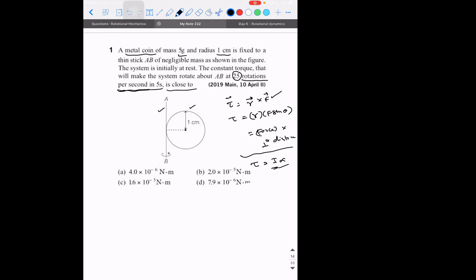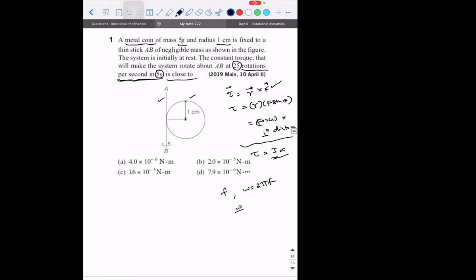25 rotations per second is the frequency, in 5 seconds. Since they have given you frequency, what can you find out? Angular frequency, you can find it as 2 pi f. But they have told that angular frequency is changing in how much time? In 5 seconds. So they have indirectly given you what is omega by t? Alpha.